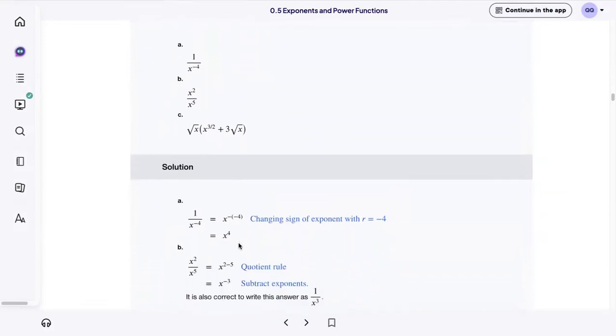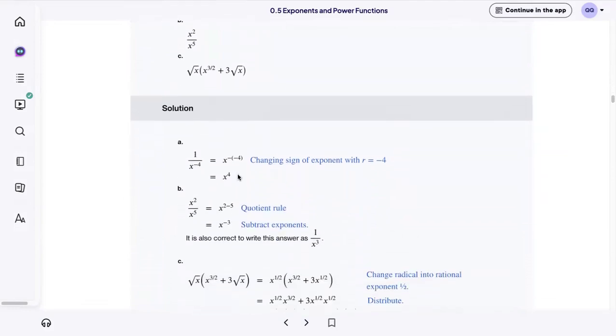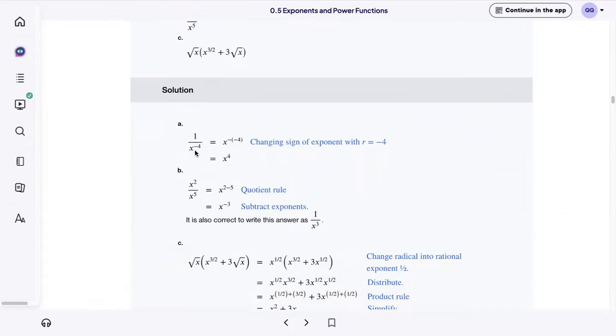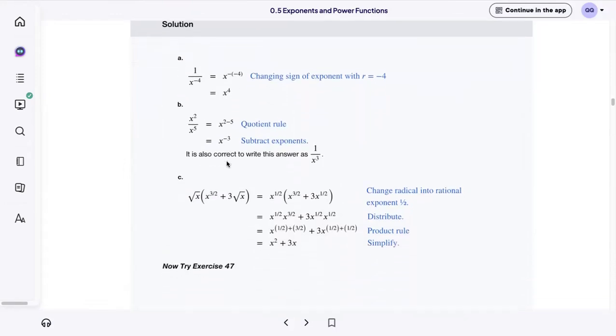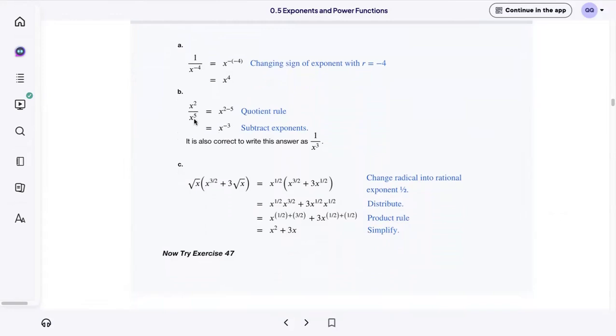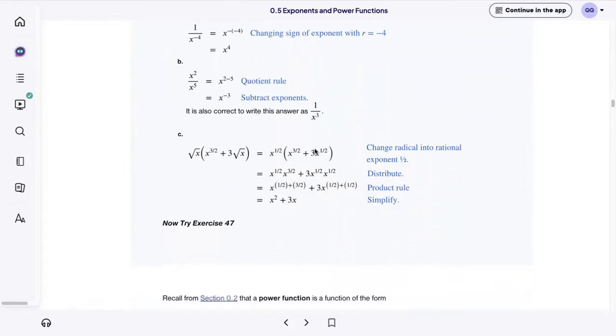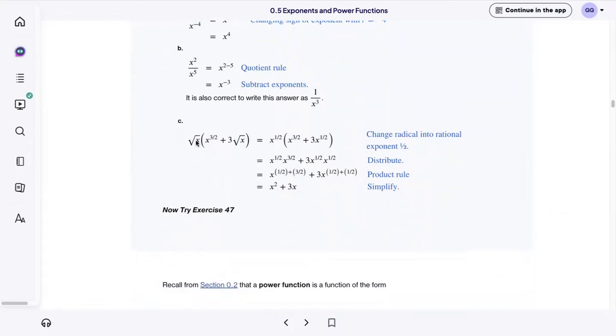So similarly, we can simplify those expressions. We say 1 over x raised to -4. That's just x raised to 4. x squared divided by x raised to 5, we do x raised to 2 minus 5, which is x raised to -3, which is 1 over x raised to 3. Or square root of x times this, which is multiply inside, then simplify.